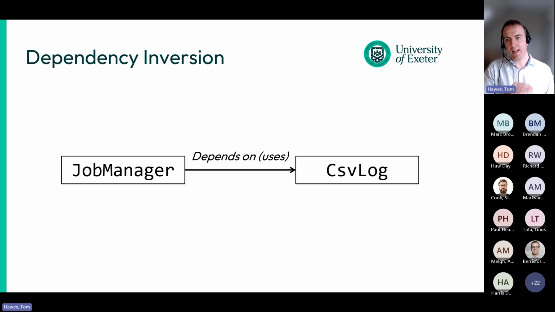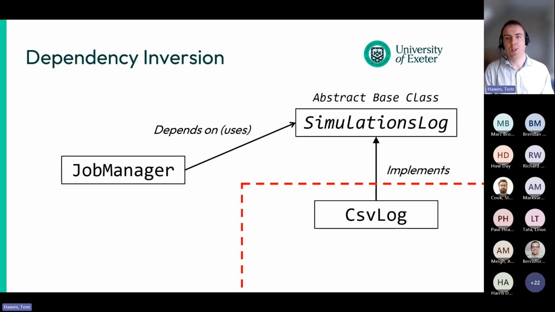Now, if that CSV log is going to be used in lots of places, there's the potential that if we need to change it, we're going to have to change calling code in lots of different places. A technique we can use here, which is probably something people have done either knowingly or unknowingly, is to introduce something like an abstract base class, or what's called an interface in Java or C#.